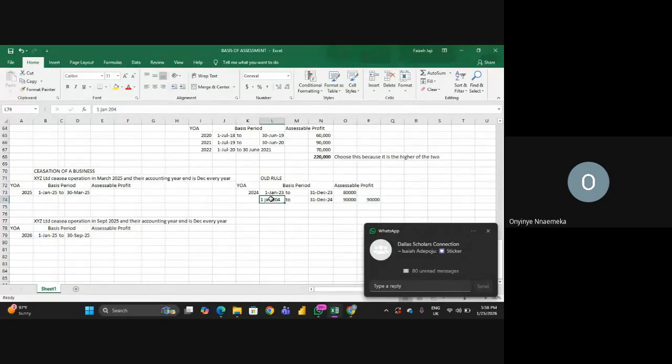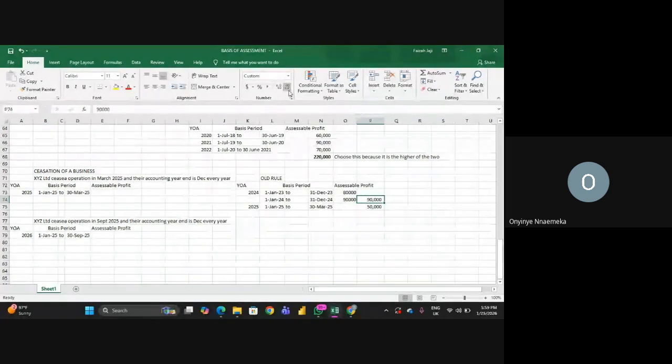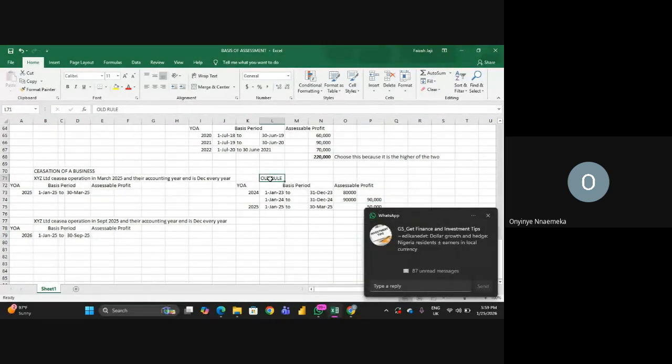I think I made an error in this. So then you're not going to do the penultimate year, 2025. That was 1st of January 2025 to the day that they cease, 30 March 2025. And you write whatever figure, let's say 50,000. And that's it. That's it about the old rule for cessation.